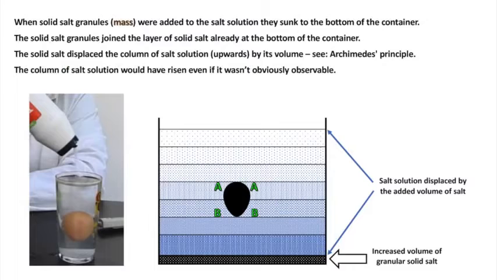When solid salt granules, mass, were added to the salt solution, they sunk to the bottom of the container. The solid salt granules joined the layer of solid salt already at the bottom of the container. The solid salt displaced the column of salt solution upwards by its volume. See Archimedes' principle. The column of salt solution would have risen if it wasn't obviously observable.